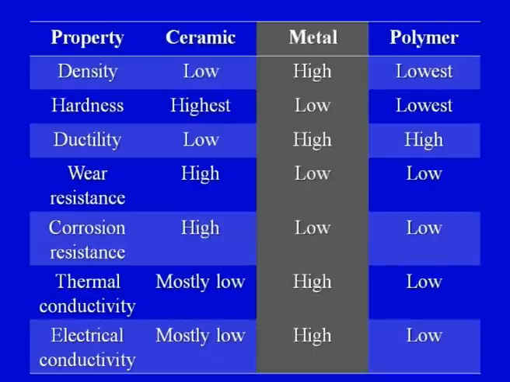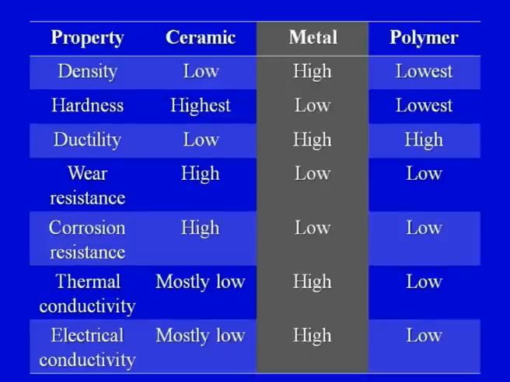Coming on to the corrosion resistance. Corrosion resistance is also higher for ceramics as compared to that for metals. Thermal conductivity is mostly low for ceramics in most of the cases, although there can be some ceramics which may have a temperature dependent conductivity and may go into the superconductivity range at an elevated temperature, but those are specific examples or exceptional cases. In most of the ceramics the thermal conductivity would be low as compared to that of metals, and the electrical conductivity would also be low as compared to that for metals.